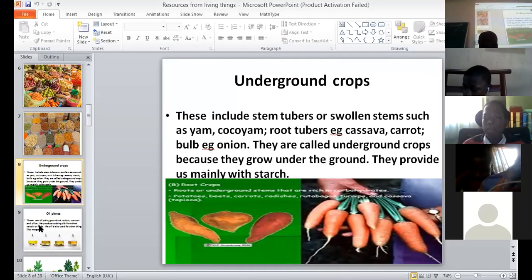Now, underground crops derive their name from what they are called. They are called underground crops because they grow under the ground. So don't think, some of you, that maybe we pluck cassava. I know how many of you think that we pluck cassava. Is cassava plucked on a tree? So those ones that grow under the ground are called underground crops, like cassava and carrots.